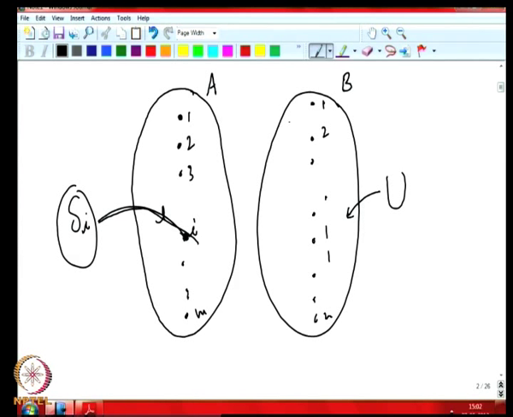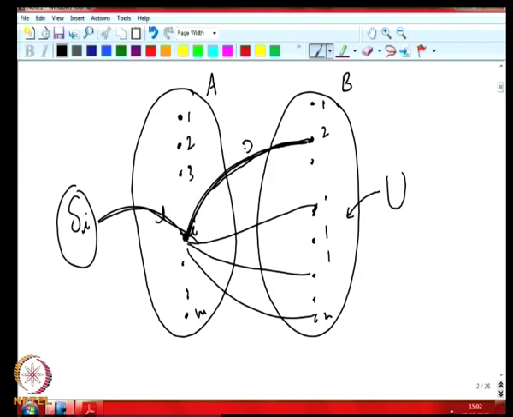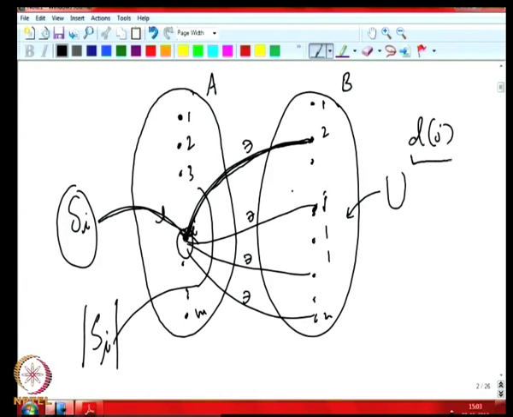Now, the edges are put like this: the members of Si from here will be connected to Si. So this is membership, actually. Any edge from i to j means the jth element of the universe belongs to the ith set. And of course, the degree of a vertex on this side is the cardinality of the set Si, and the degree of a vertex j here is d(j), that means in how many sets it is part of. That is the way it corresponds.